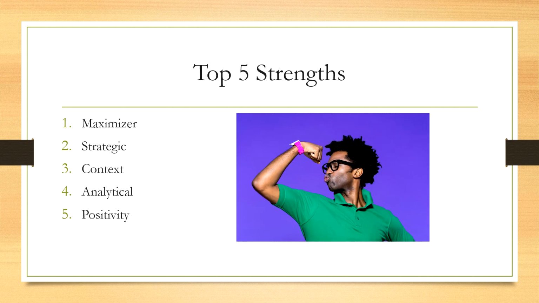So what are my top 5 strengths? The top 5 strengths that I have are the maximizer number 1, strategic number 2, context number 3, analytical number 4, and positivity number 5. These are in order based on my results.